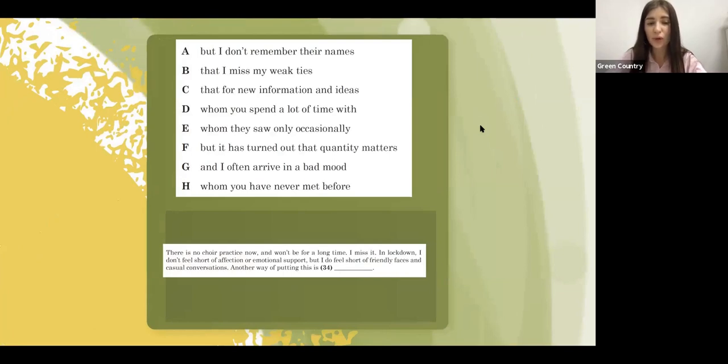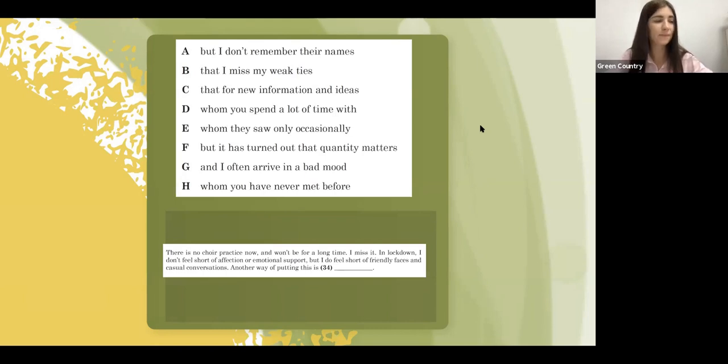34. Let's have a look. Also, we need to complete the end. "Another way of putting this is" something. Let's go to the previous sentence. "I miss it. In lockdown, I don't feel short of affection or emotional support, but I do feel short of friendly faces and casual conversations." And another way of putting this is, what are your options?